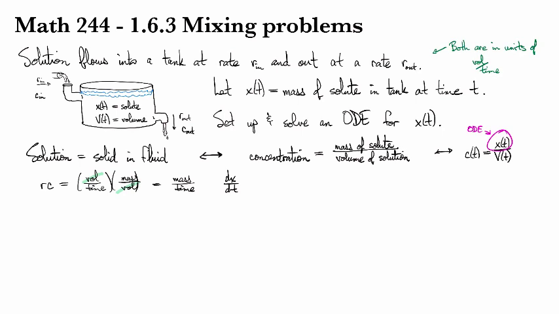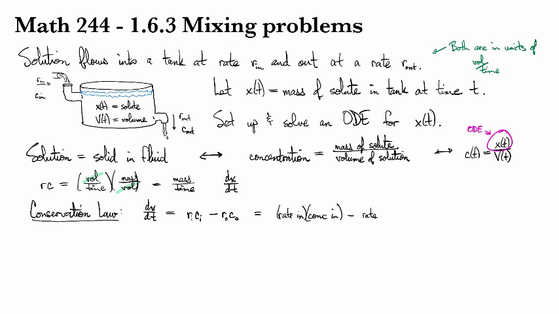Now, the basic conservation law, which is used throughout physics and chemistry and whatever else to set up things in terms of a differential equation model, is that the time rate of change of the thing that you're interested in is equal to what goes in minus what goes out. That's all that this equation is saying here. This is just rate in times concentration in, which gives you the amount of incoming mass, minus the rate out times concentration out, which gives you the rate of outgoing mass.